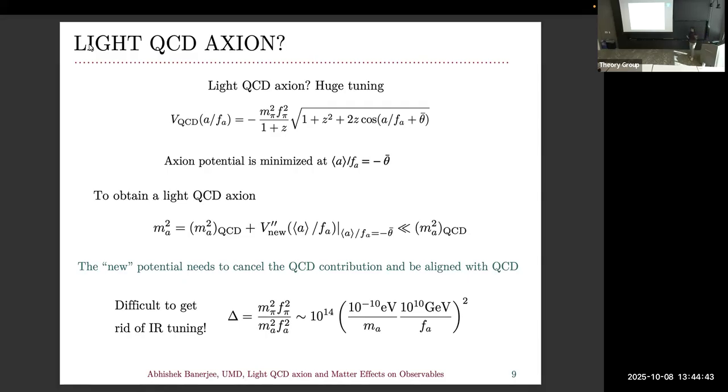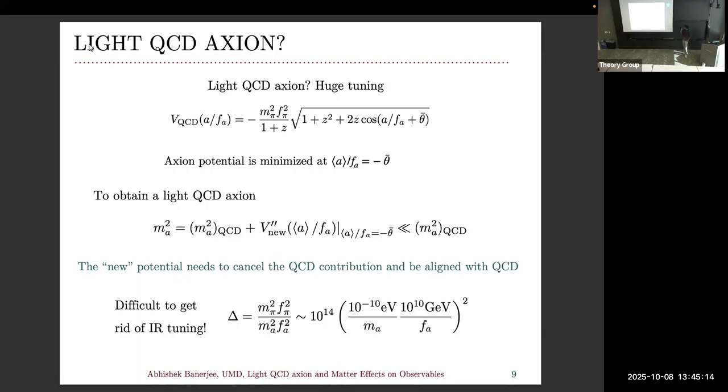And why is it such a problem? There are two tunings. If you really want to get a lighter QCD axion, usually we look over the second one. The point is, how do you tune things? You just say, okay, I have a cosine, I'll add another cosine with a minus sign, fine. That doesn't really work for the QCD axion. Why? Because if you are writing a generic new term, that needs to align with the potential that you're getting from the QCD. So you need two tunings.